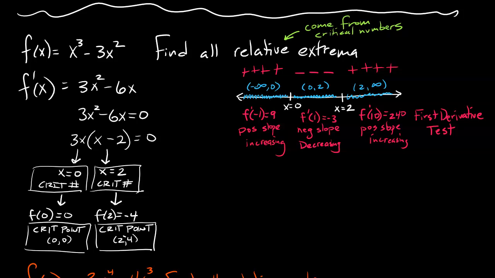Now, our whole goal was to find maximums and minimums. X equals 0. Before it was positive, increasing. After it is negative, decreasing. So x equals 0 went from increasing to decreasing. And by our definitions, increasing to decreasing would mean a relative max.